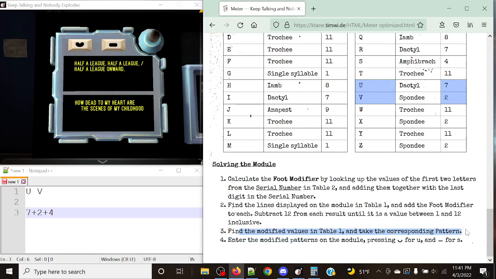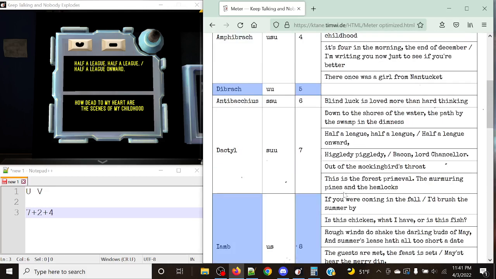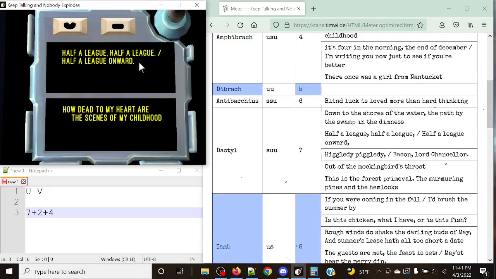the corresponding pattern, and this is what we're going to be submitting into the module based off of the U's and the S's. So let's take a look and see what we need to do. And this is all based off of the order in which the module appears. So we're going to do the first half, then we're going to do the second half. This is how this works.